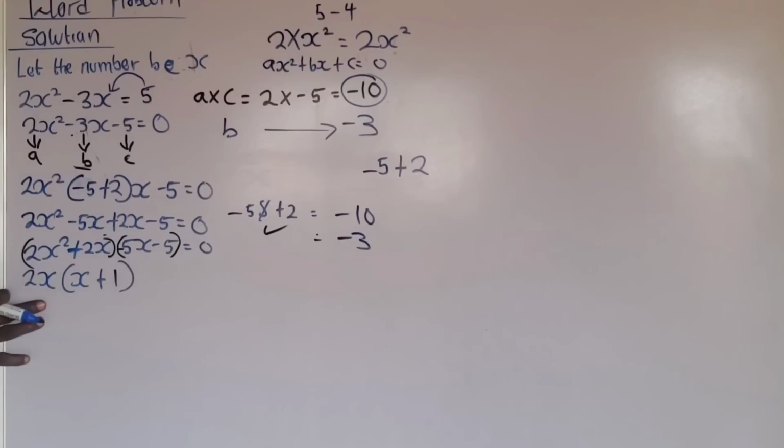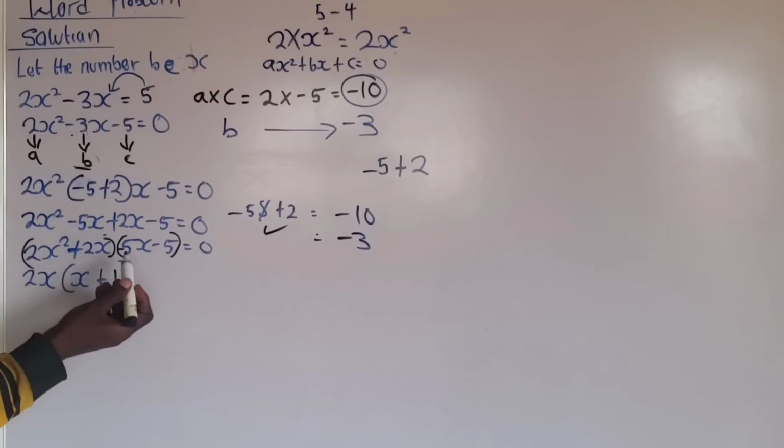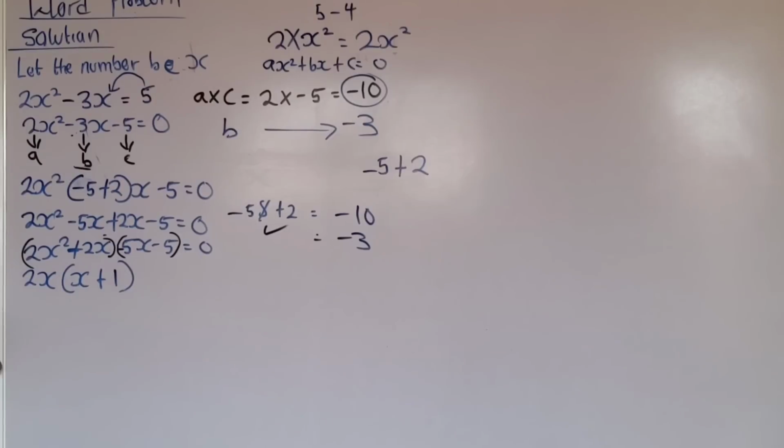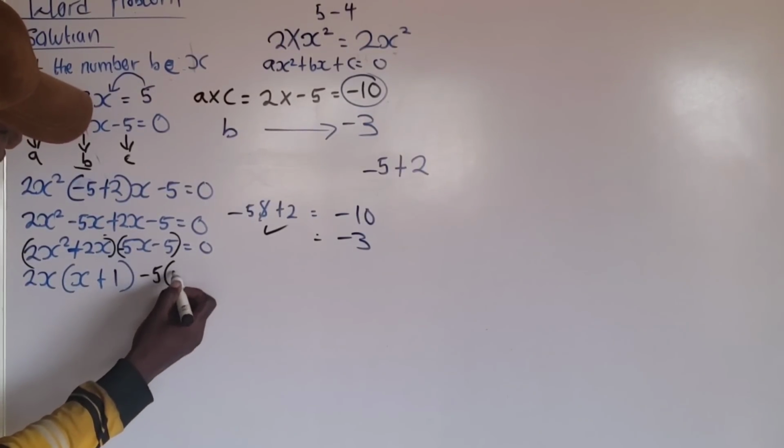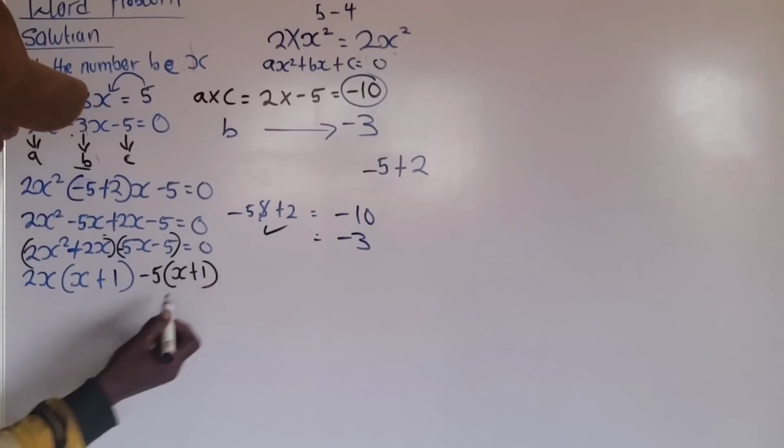Then I first factorize the first part. That is why we call this method factorization method. So I call this part the first part. Then let's proceed to the second part. Let us factorize the second part. Here I'm going to have what is common to negative 5x and negative 5. What is common is negative 5. So I'm going to have negative 5 into bracket x plus 1.